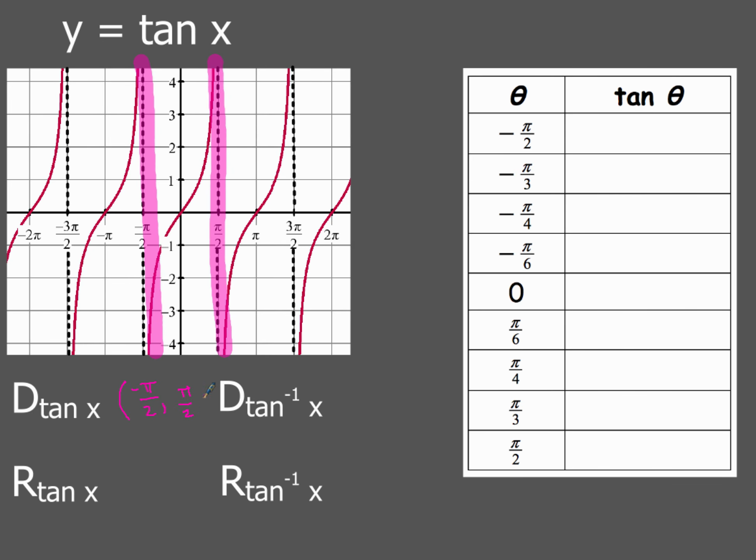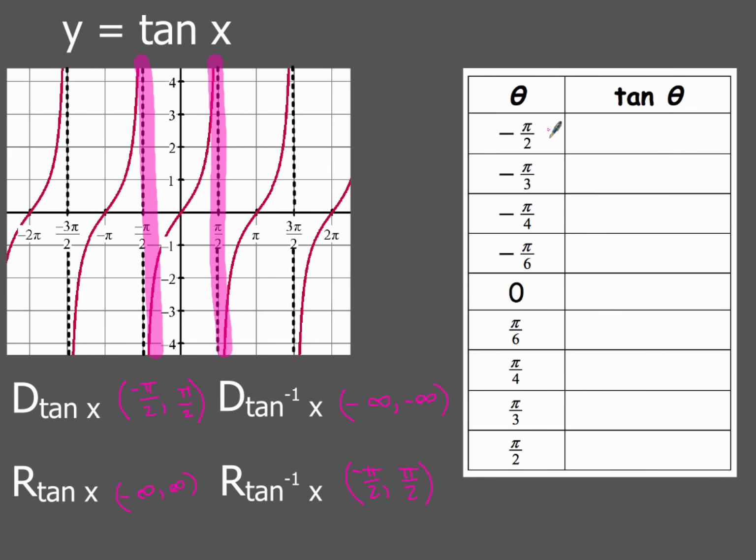So we're going to restrict the domain of tangent to -pi/2 to pi/2, which means, again, that's going to be the range for your inverse tangent. So -pi/2 there, and pi/2 with soft brackets. Now the range of the tangent function is going to be from -infinity to infinity. And then the domain of arctangent is going to have that same value, from -infinity to infinity.